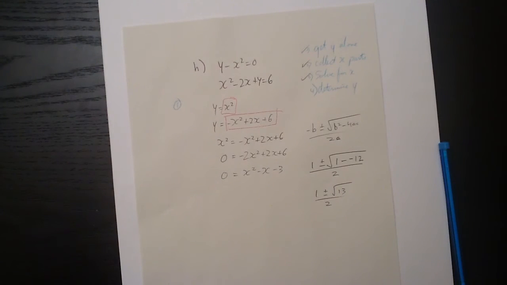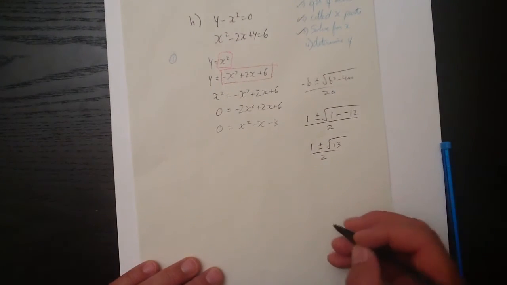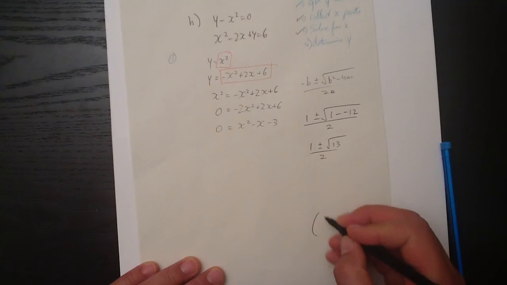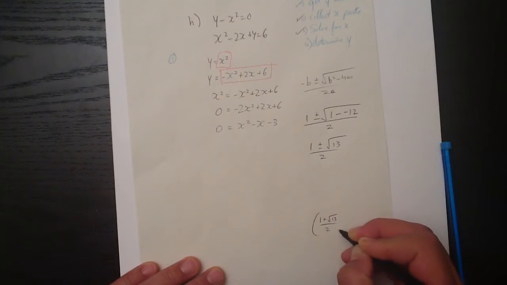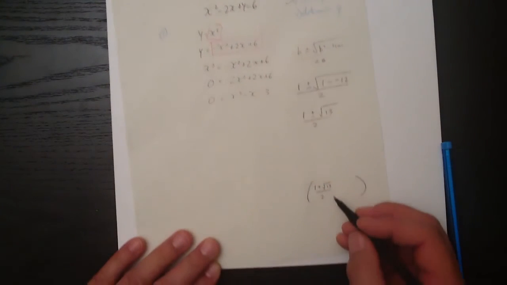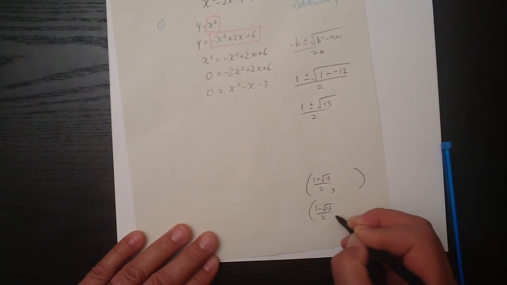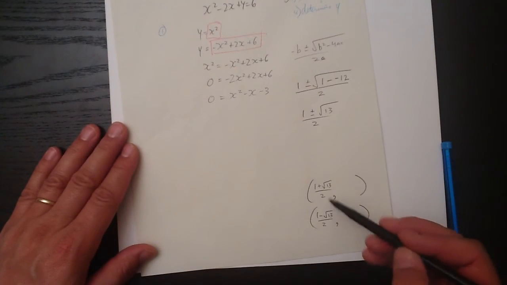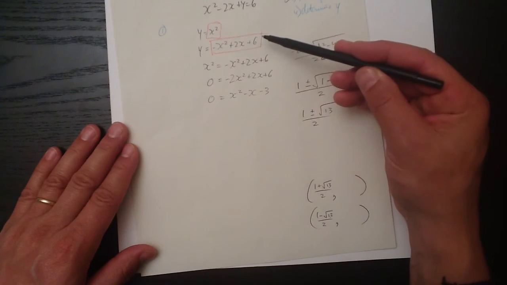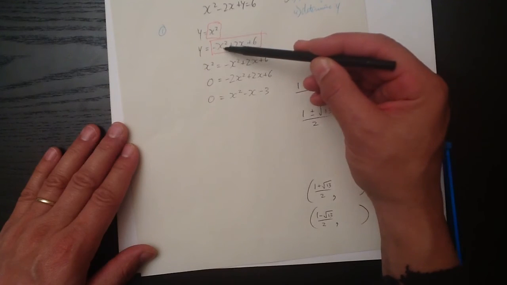That's my solution for X. I'm going to write my solutions down here. 1 plus root 13 over 2 and something else. And 1 minus root 13 over 2, and something else. So these are my two x values. Now I need to plug the x values into one of these equations to determine y. I'd like to use this one. That's the easiest one. This one's a great big mess.